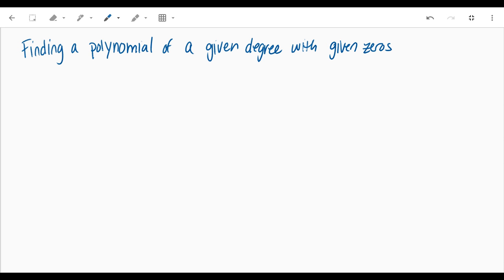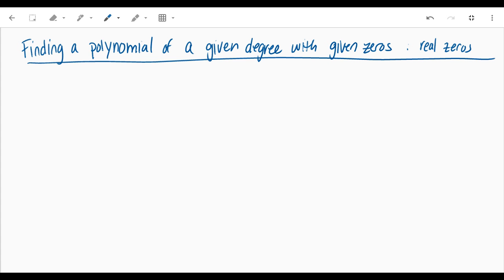Okay, so we have finding a polynomial of a given degree with given zeros, and they classify this too as just real zeros. Later on, maybe we'll get into the imaginary zeros. We'll see. All right. So we want a polynomial of degree 4 with zeros 0, 4, -7, and 8.